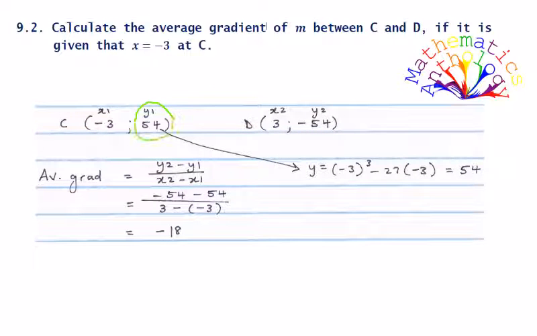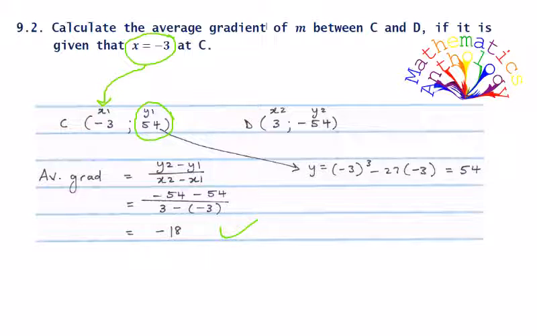9.2 now. Calculate the average gradient of m between C and D if it is given that x is equal to -3 at C. So for average gradient, I use 2 points, and I use the normal gradient formula to work this out. My coordinate at D was given to me in full, which was (3, -54), but my coordinate at C was not given in full. I just have the x value given as -3.